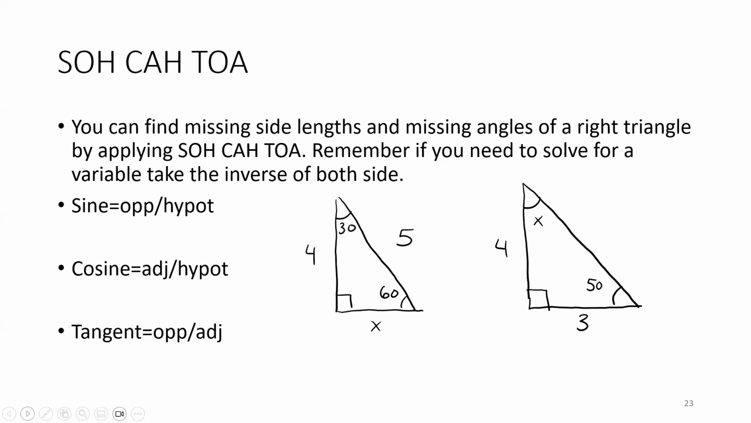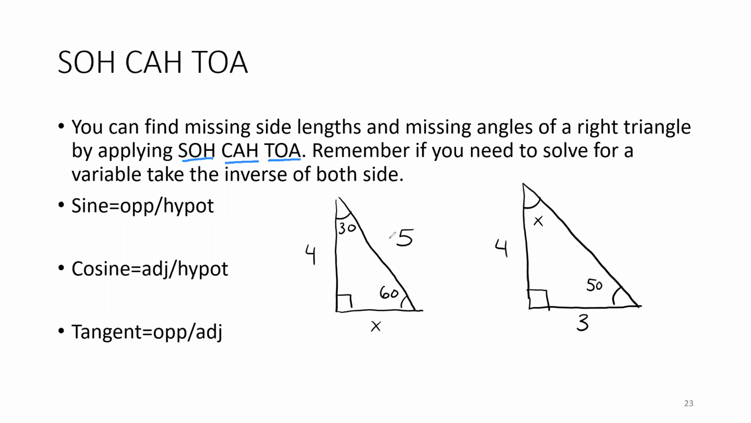I will explain that right now. So what is SOHCAHTOA? It's just a little riddle to help you remember sine, cosine, and tangent. SOH: sine is equal to opposite over hypotenuse. CAH: cosine is adjacent over hypotenuse. And TOA: tangent equals opposite over adjacent.